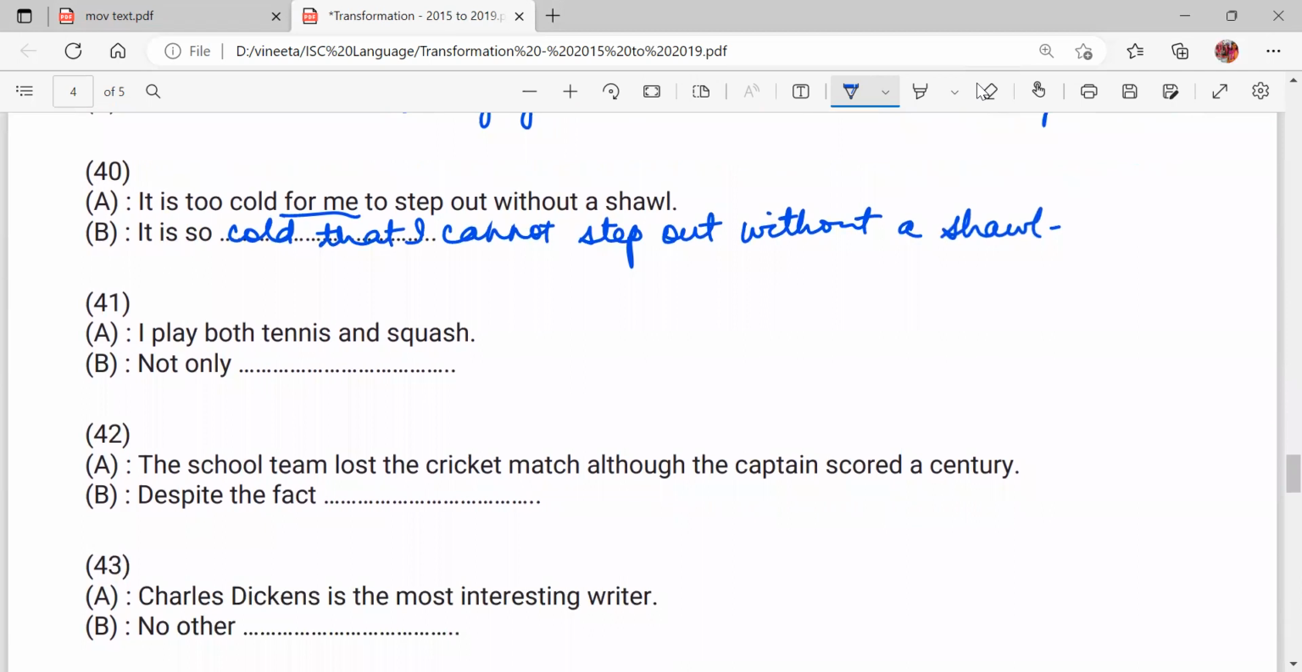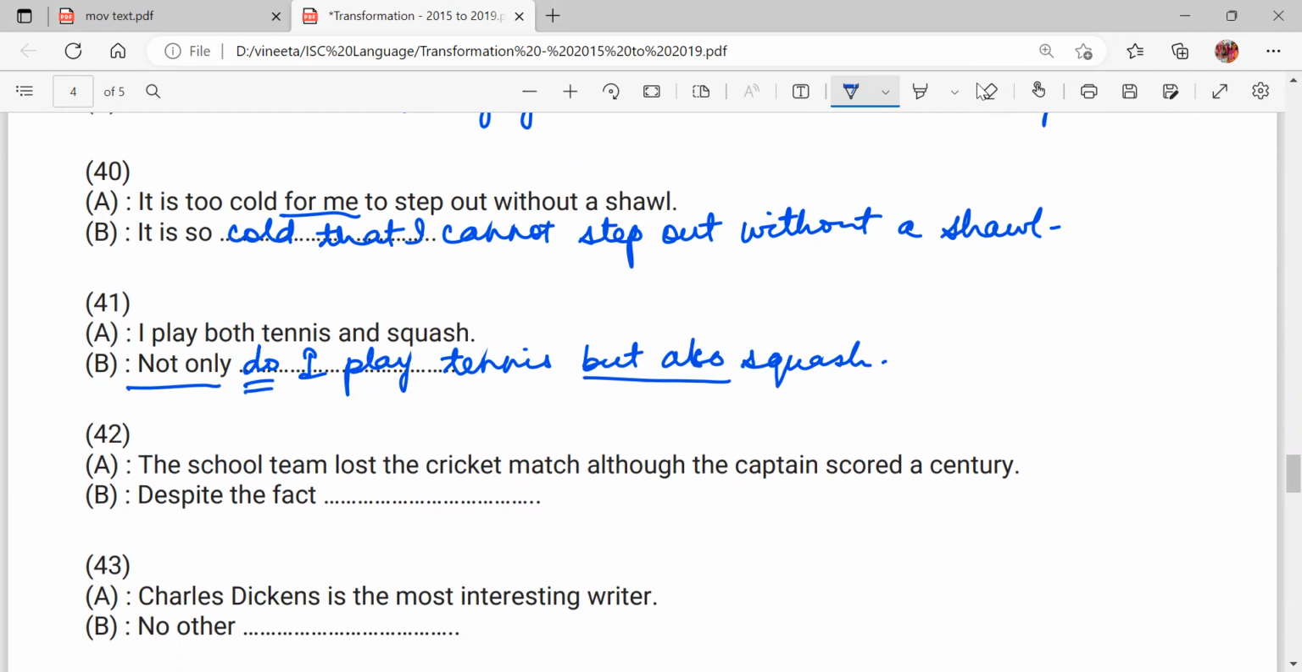Next, I play both tennis and squash. Not only do I play tennis, but also squash. Please understand, not only, but also. Because the sentence is beginning with negative, not only, we'll use auxiliary verb before the subject. Not only do I play. Why do I? Because the sentence is in simple present. Okay, so with I we use do. Not only do I play tennis, but also squash.